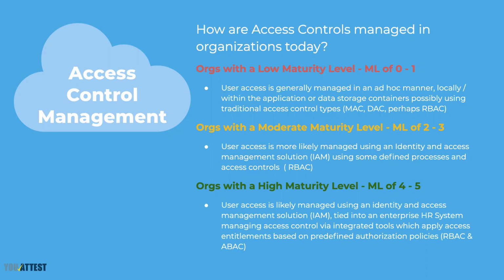Getting back to the topic, how access controls are managed in organizations today. We can break it down into three areas, effectively low, medium, and high, following that maturity level. In organizations with a low maturity level, user access is generally managed in an ad hoc manner, sometimes locally within the application or within the data store containers, possibly using traditional access control types like mandatory access control, discretionary access control, and in some cases, hopefully, role-based access control.